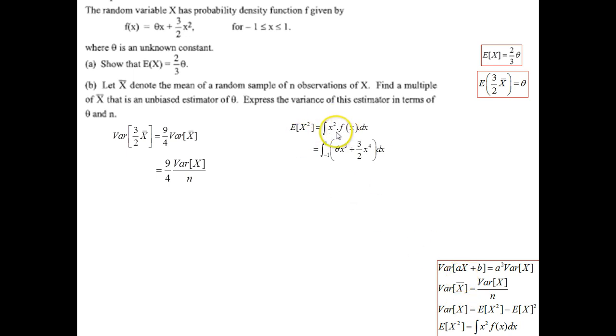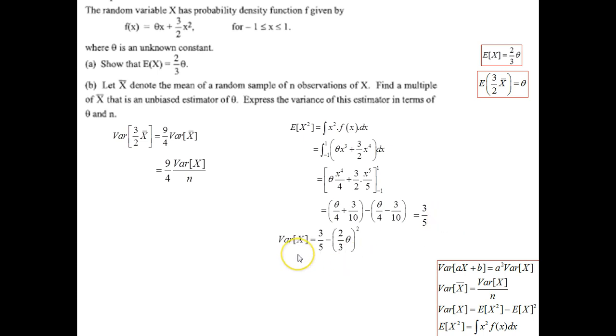So E of x squared would be x squared times the function. So we need to integrate theta times x cubed plus 3 over 2 x to the power 4. Integrating that, we get theta x to the 4 over 4 and 3 over 2 x to the 5 over 5. Putting the values 1 and minus 1 in, we get, with 1 in, theta over 4 plus 3 over 10, and with minus 1 in, that becomes plus theta over 4 and minus 3/10. The theta over 4 cancels, so we've got 3/5 coming out for E of x squared.